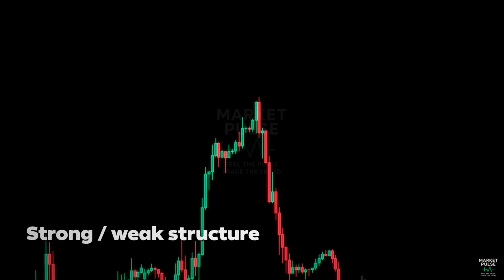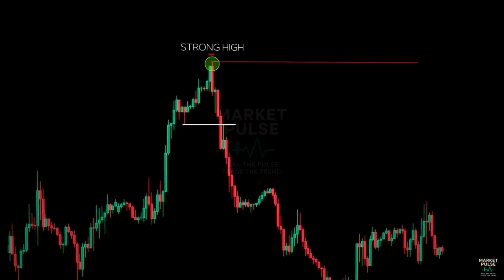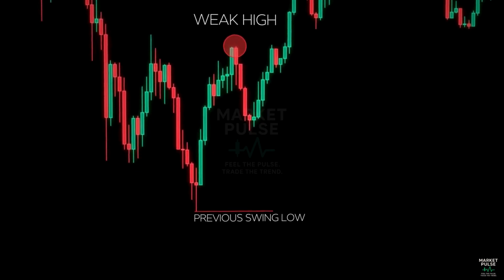A strong high has broken past the swing low. So now that high should be strong and it shouldn't be taken out. The same goes for a strong low. It has made a higher high.